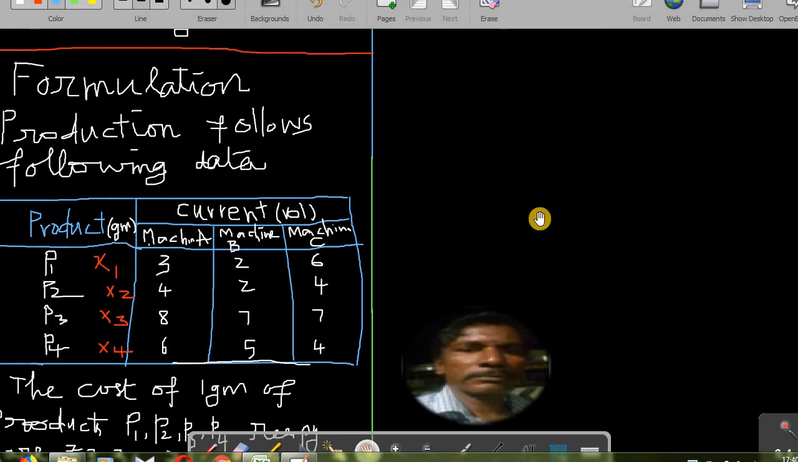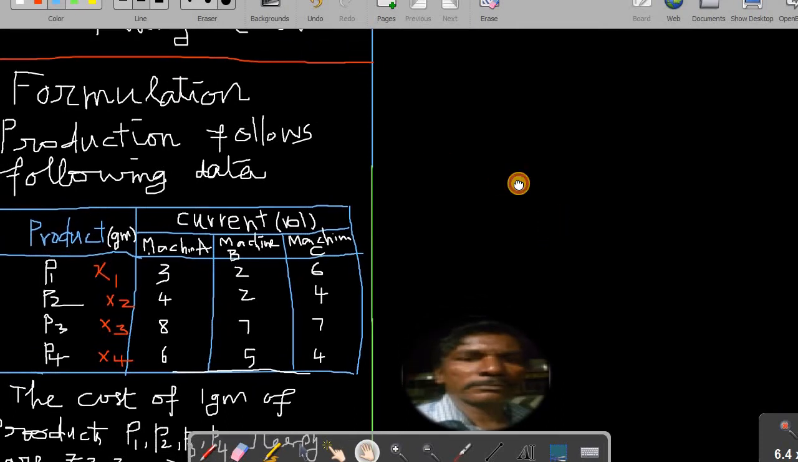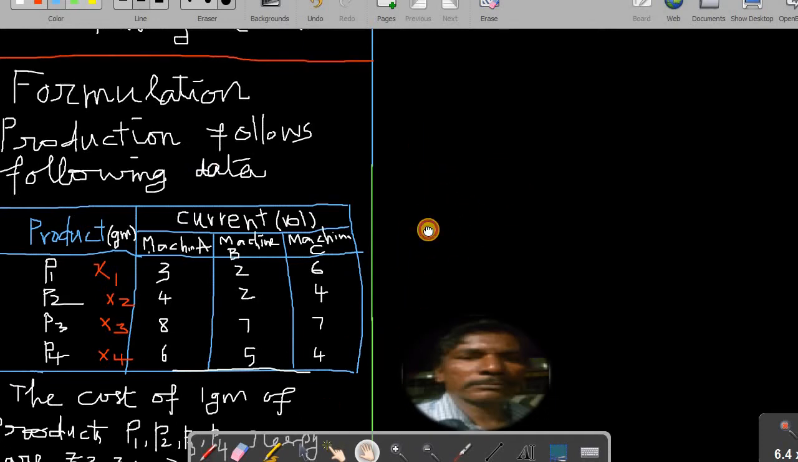Okay, welcome again. We are going to discuss the formulation of an LPP now. So how to formulate an LPP problem? That's our aim here. So look at this. This is a real life situation we are seeing there.